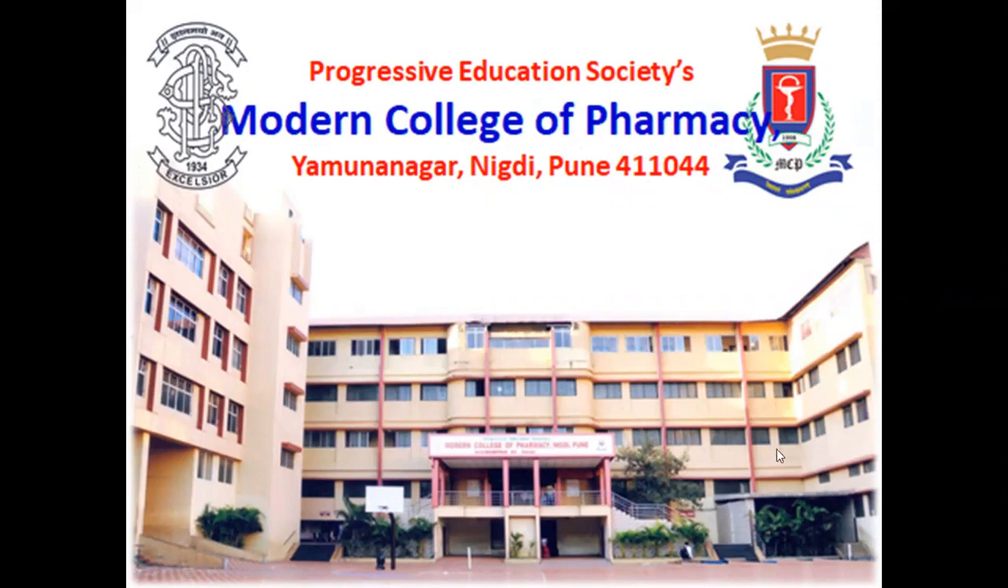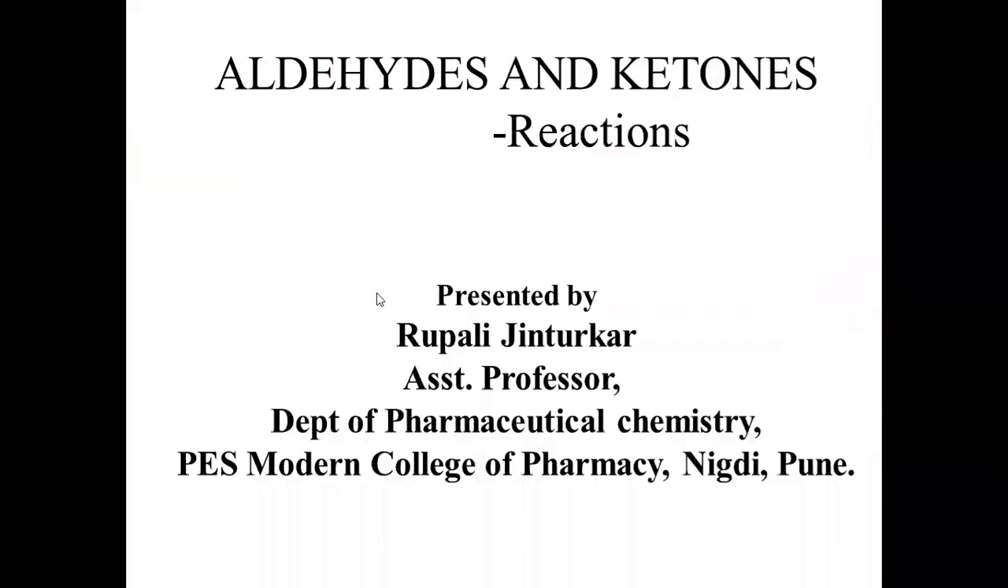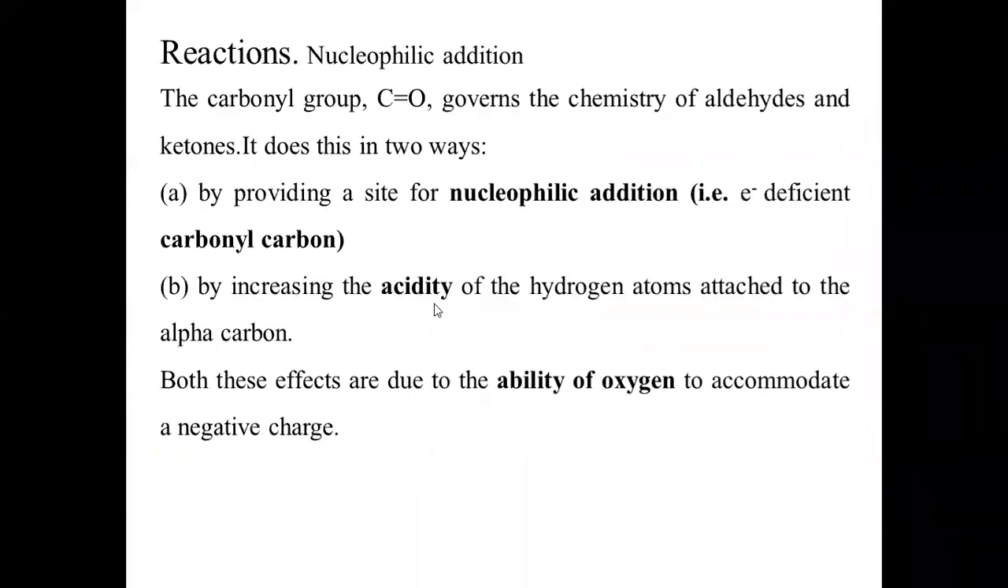Today we are going to learn about aldehydes and ketones, the reactions of carbonyl compounds. Generally, aldehydes and ketones, the carbonyl compounds, undergo nucleophilic addition reactions easily. The carbonyl group, that is C double bond O, governs the chemistry of aldehydes and ketones.